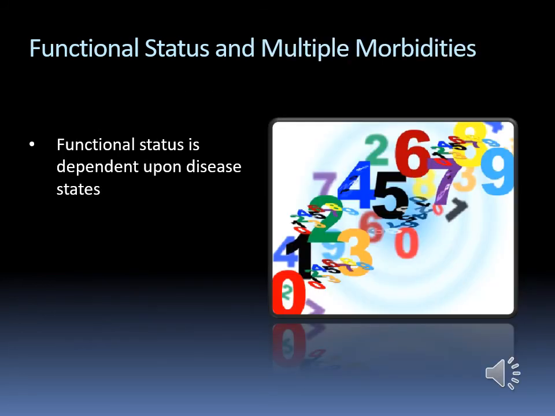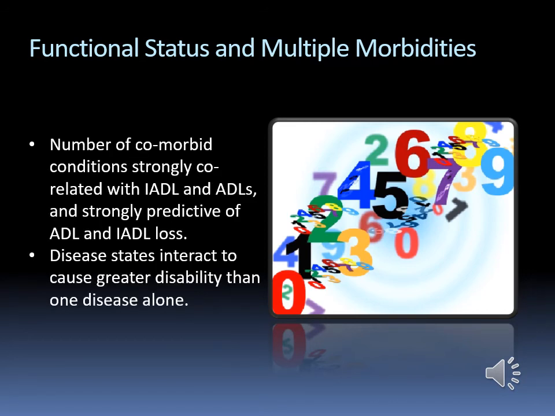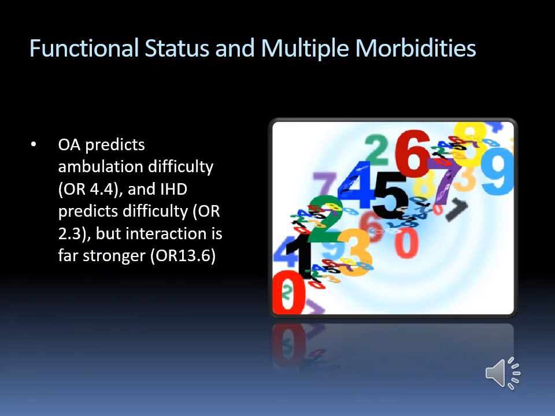Functional status is dependent upon your disease states. And the more diseases you have, the more functionally impaired you are. And the other important point is that they interact. So 1 + 1 isn't 2, 2 + 2 isn't 4. You get interaction. And one of the classic ones looks at the interaction of osteoarthritis and ischemic heart disease on walking speed.